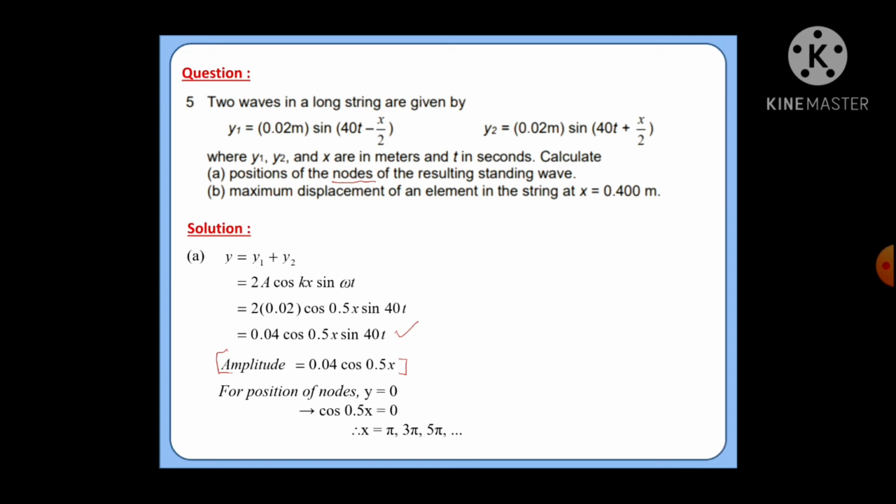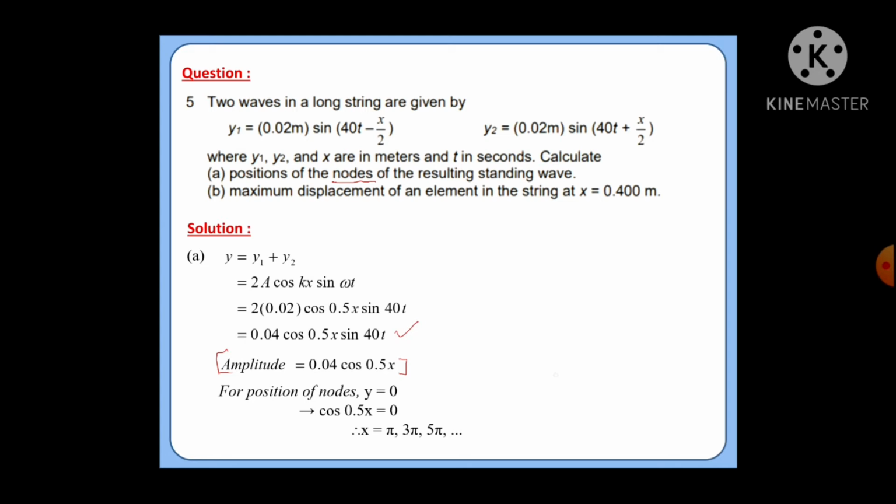From the amplitude, we know that the position of a node is when y is equal to 0 at the y component. So cos 0.5x, which is the amplitude, is supposed to be equal to 0. When you calculate x, the position of the nodes, you will get that x is equal to pi, 3 pi, 5 pi, and so on.